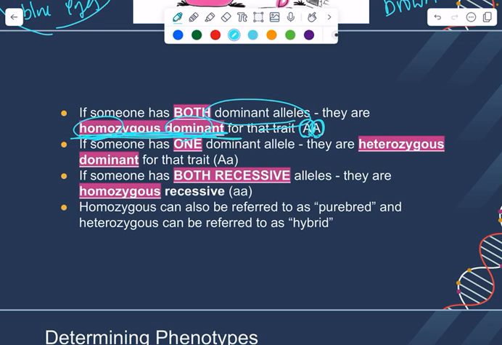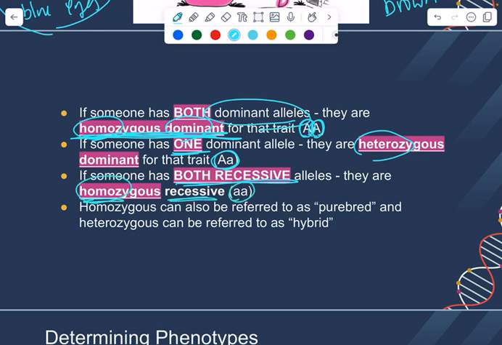If you have one dominant allele and one recessive, you are heterozygous because the two letters are different, but you are still dominant, so you're still referred to as dominant. And then if you have both recessive, you would be homo again, because it's the same, recessive, because you have two lowercase letters.